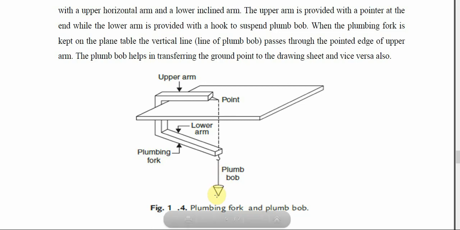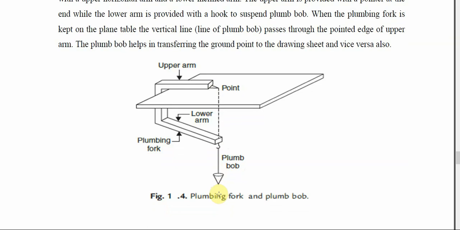So wherever this plumb bob rests on the ground, that particular point is indicated by this pointer on the upper arm. If you mark this point on the sheet, that point will indicate the point that is indicated by the plumb bob. So a plumbing fork and plumb bob is used to transfer the ground point to the drawing sheet, and also vice versa. It can be used to transfer the point on the drawing sheet to the ground.